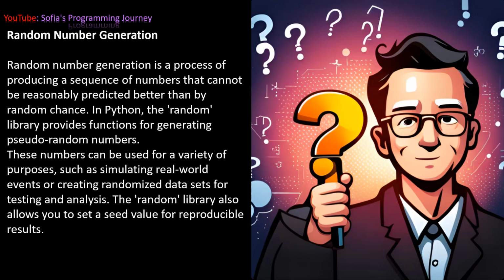Random number generation. Random number generation is a process of producing a sequence of numbers that cannot be reasonably predicted better than by random chance. In Python, the random library provides functions for generating pseudo-random numbers. These numbers can be used for a variety of purposes, such as simulating real-world events or creating randomized datasets for testing and analysis. The random library also allows you to set a seed value for reproducible results.